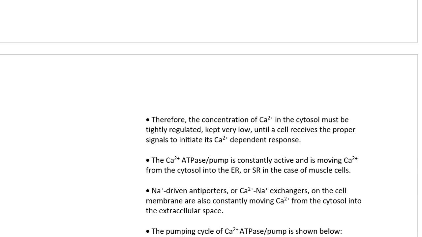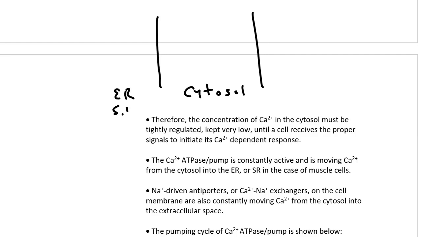space. If we think about this and just draw it out, I have one membrane, I have another. This is my cytosol here. This is the lumen of the ER or SR, depending on if it's a muscle cell or not. And of course we have the extracellular. Now remember that calcium concentrations are very low in the cytosol. If we go back to that table, I believe it's 10 to the minus 4 millimolar.